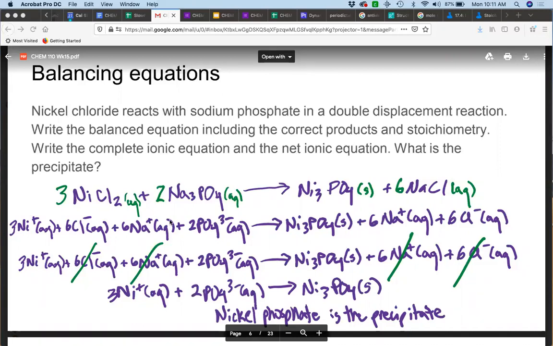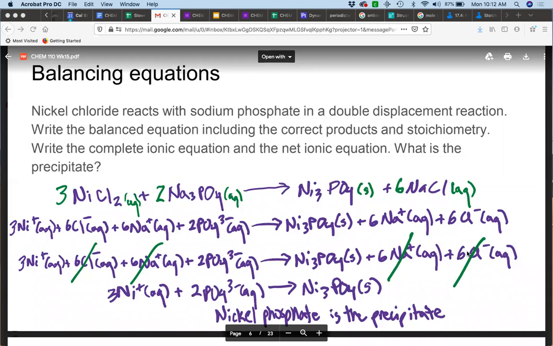In addition to the charges, we make sure that we're balanced. Our nickel 3 phosphate, so this should have a bracket and the number 2, then we're balanced. And then 6 Na plus and 6 Cl minus. Then our next task is to cancel our spectator ions. So anything that is the same on the left as it is on the right, so in this case, 6 Cl minus and 6 Cl minus.